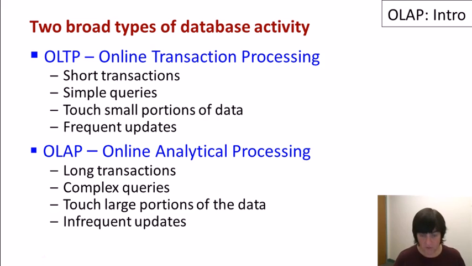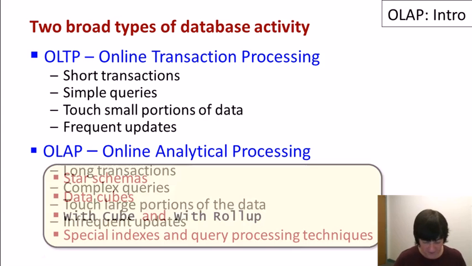So to conclude, there are two broad types of database activity: online transaction processing, short, simple transactions touching small portions of the data, lots of updating, and OLAP, or online analytical processing, where we have complex queries, long transactions, might touch a large portion of the data and might not update the data at all.